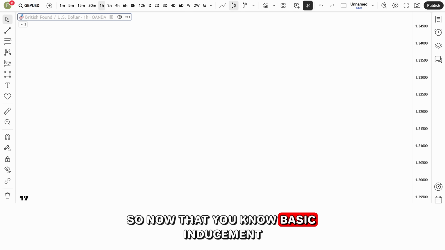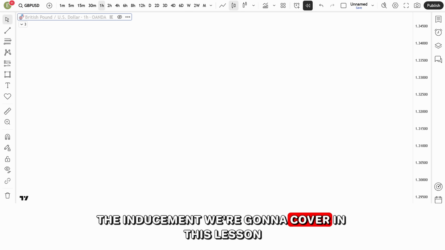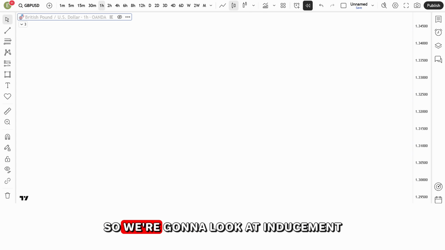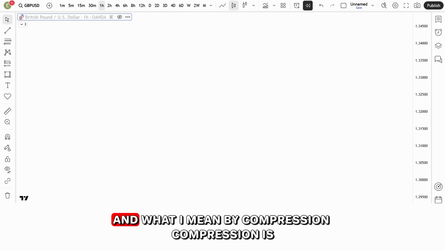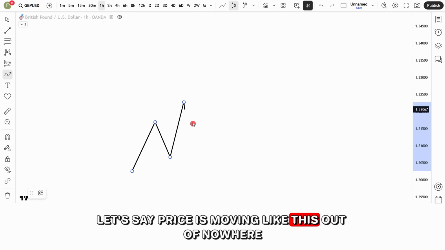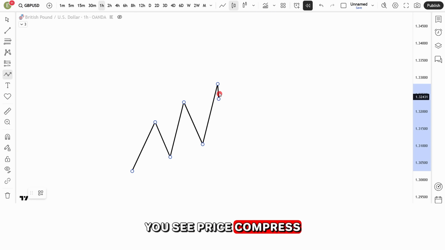So now that you know basic inducement, the inducement we're going to cover in this lesson is going to be more compressive. We're going to look at inducement responsible for breaks of structure. And what I mean by compression is, let's say price is moving like this, and out of nowhere you see price compress.